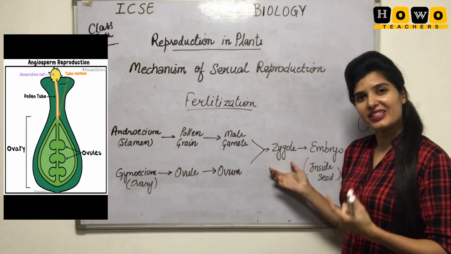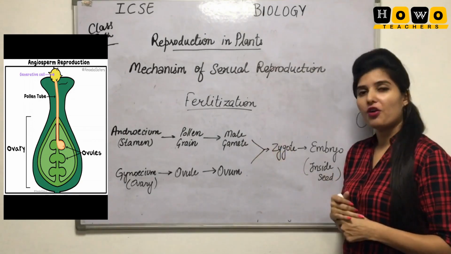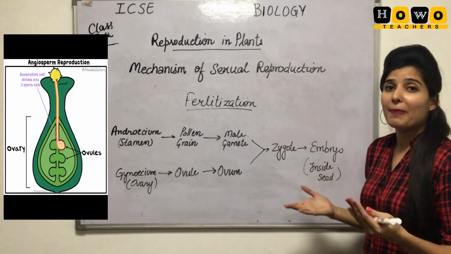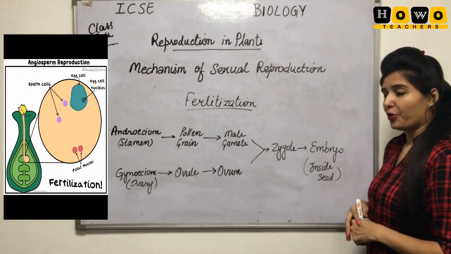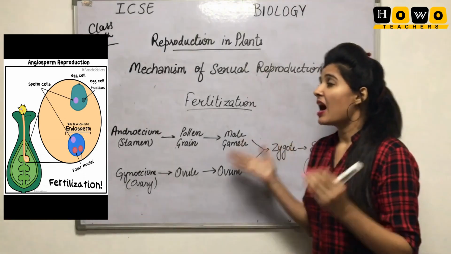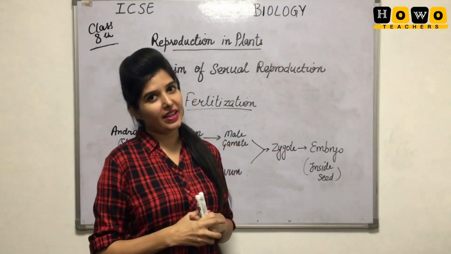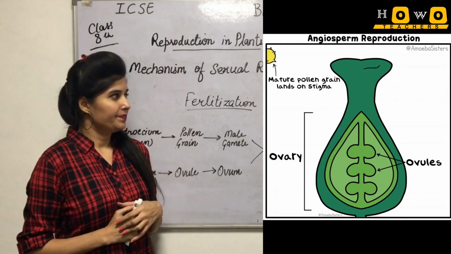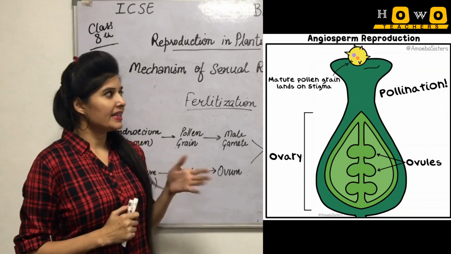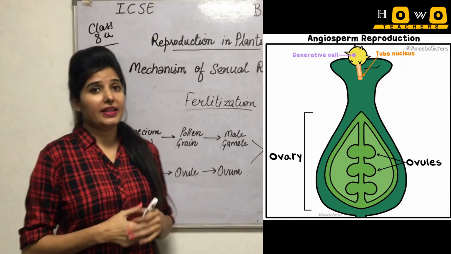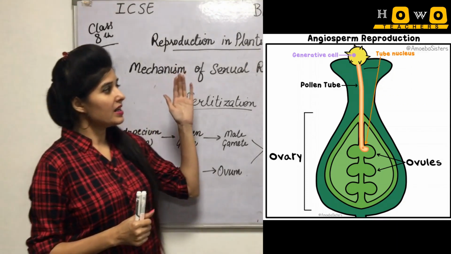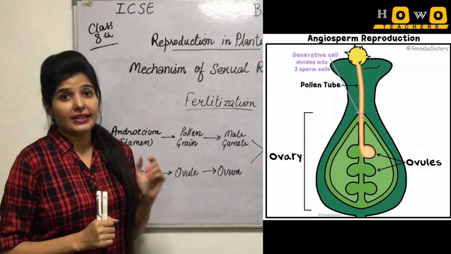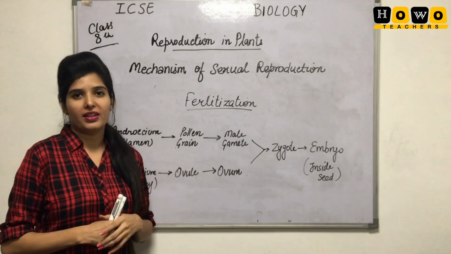Zygote is an initial cell which is formed by mixing of male and female gamete. This zygote gets converted by cell division into the embryo inside the seed. This is how fertilization takes place in the flower. One diagram also you have to remember, that is this one. In this diagram, as you can see, there is the presence of style, stigma and ovary. Inside the ovary, ovules are present that get united with the pollen grain.